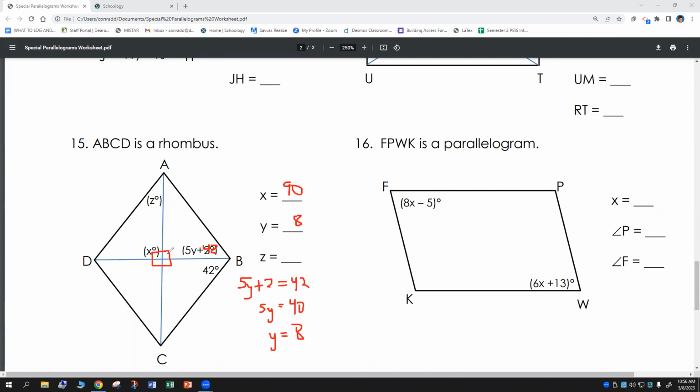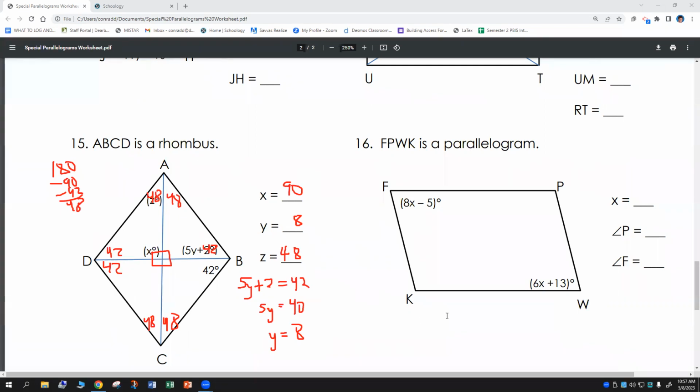Okay. So then these would be 42, 42. The 3 angles of a triangle add up to 180. So we can do 180 minus 90 minus 42 gives us 48. So then these 4 angles, including Z, are going to be 48 degrees. 48.